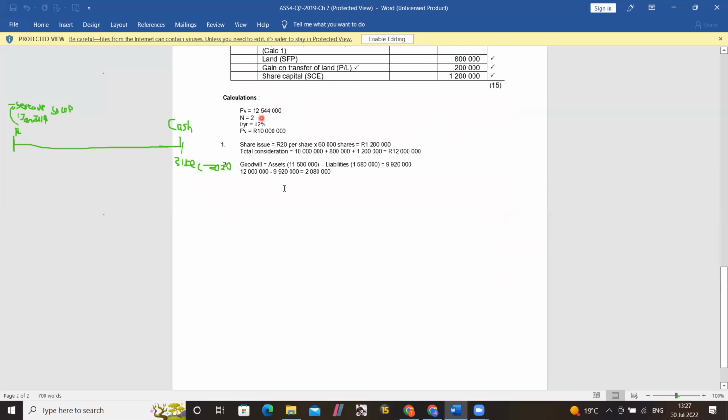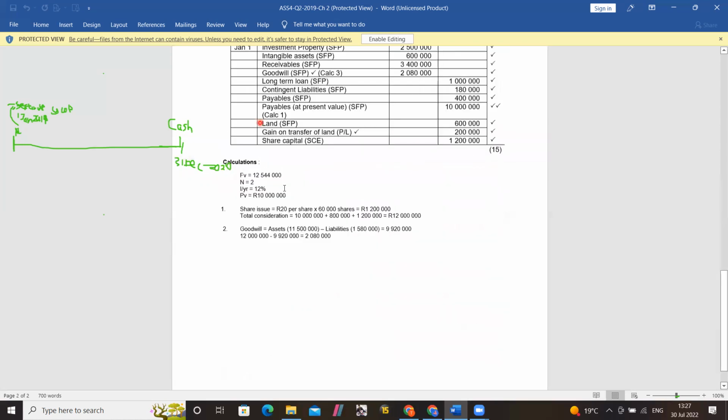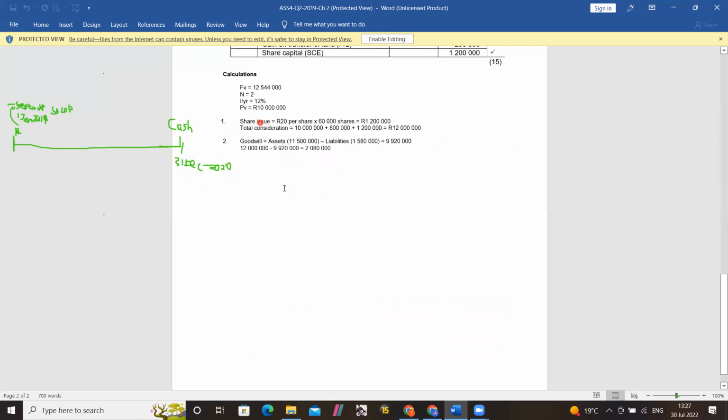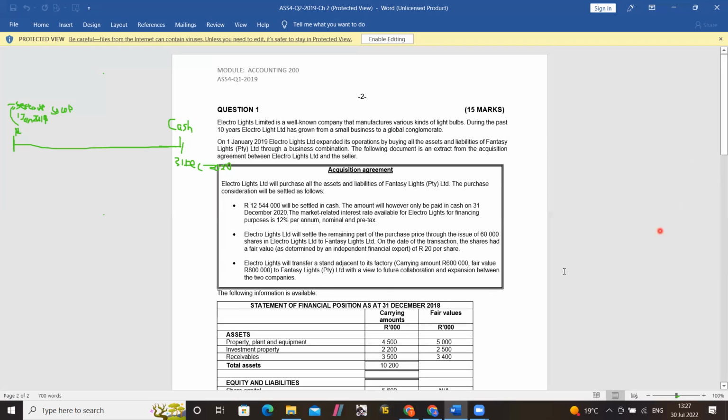Do you see here? To calculate the present value, two is for the number of years because it's 2 years. The acquisition date was 1 January 2019, but we are paying it on 31 December 2020. That's 2 years. The percentage I said we use is 12, and this is the future value. So the present value is 10 million, right? So you're gonna credit this amount, 10 million.